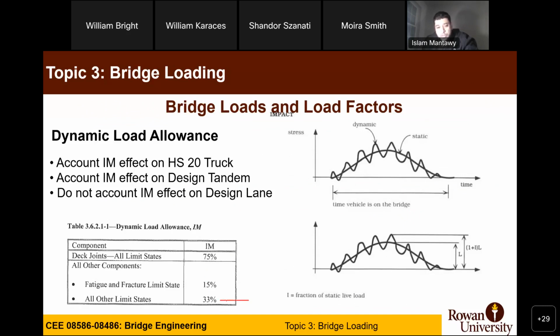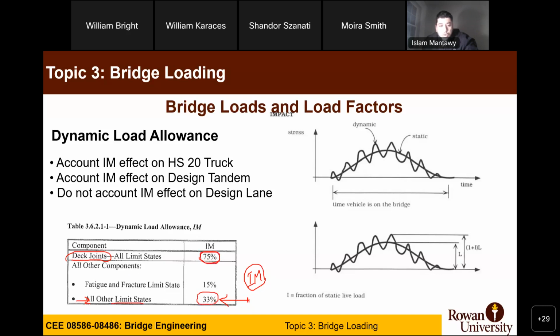We usually use 33% for dynamic load allowance, IM, correct? To amplify the truck loading, correct? However, it says here for deck joints, use 75, correct? So for all other members and components and all other limit states, we use 33. And for the deck joint, we use 75.